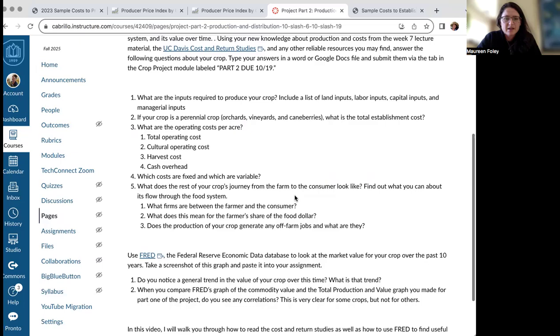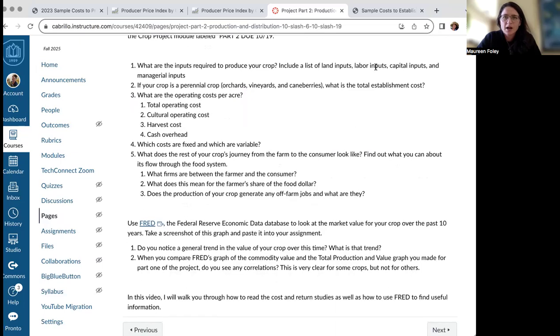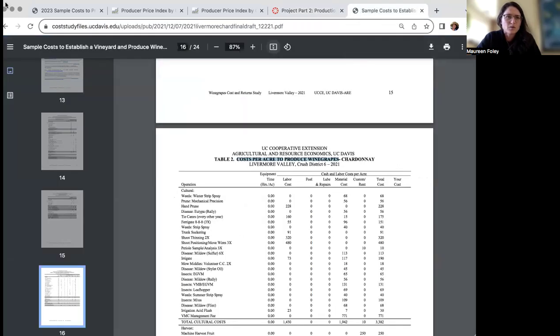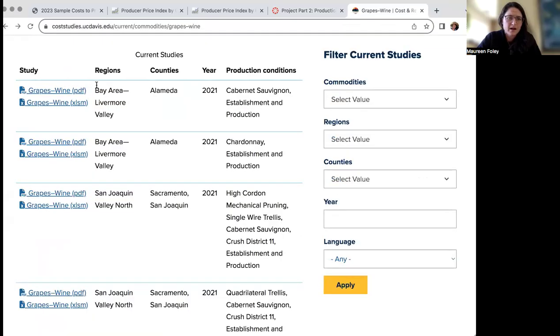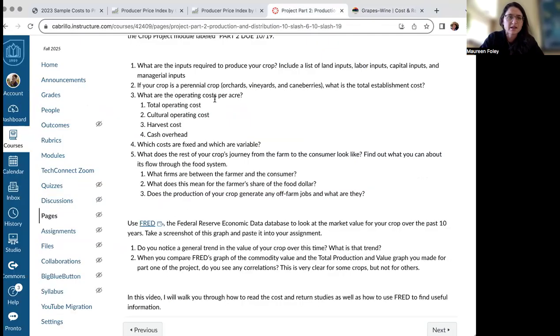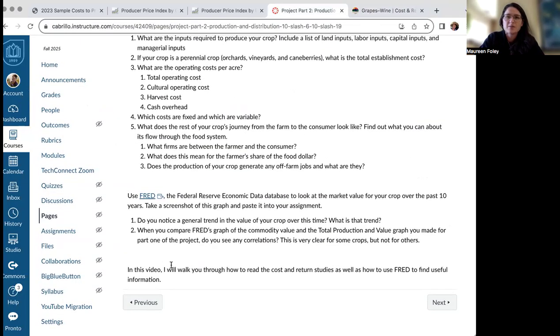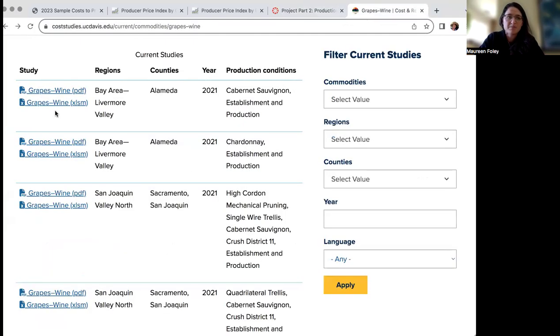I will update this if your commodity is one that I want you to use a specific study. There might be some that don't have establishment costs, and I want to make sure that you have the right study to look at. So make sure to check if your commodity is listed on this page at the bottom with a particular study. Then make sure to use that study, please. It will make it easier for you.